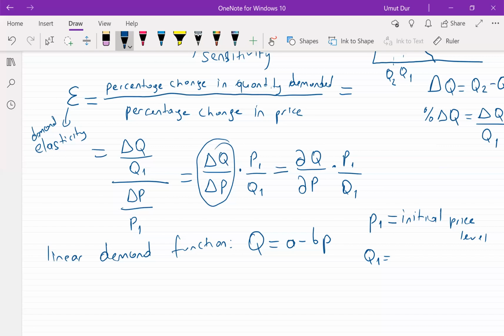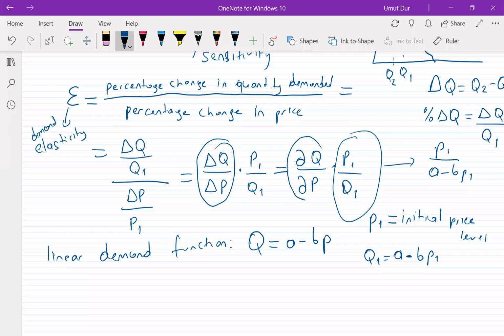So I will just plug in the value of P1 here. It will be A minus B P1, okay? Whatever A, for example, A is 10, B is 5, and the initial price was 1, then I increase the price, so then I will calculate the Q1. Then I can write this term, so this term will be basically P1 over A minus B P1, that is the ratio of price and the quantity.